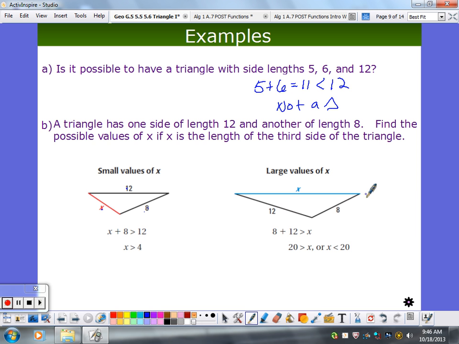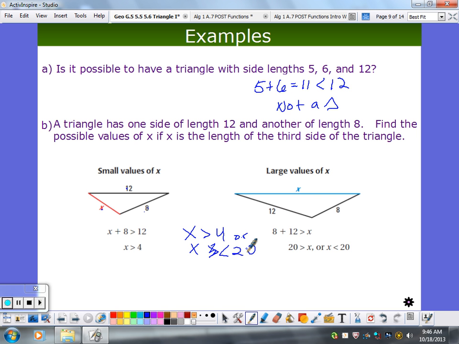What else do I know? Here is x. What if these are the two other sides? 12 plus 8 has to be bigger than x. So x has to be less than 20. So I've got two possibilities: x bigger than 4, and x less than 20.